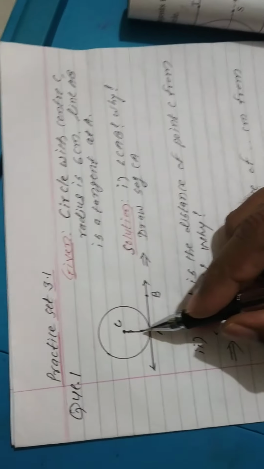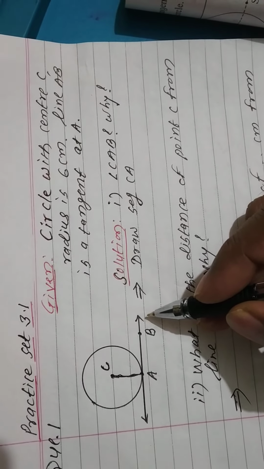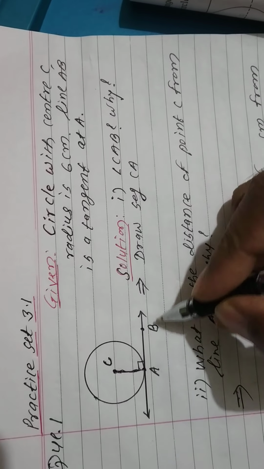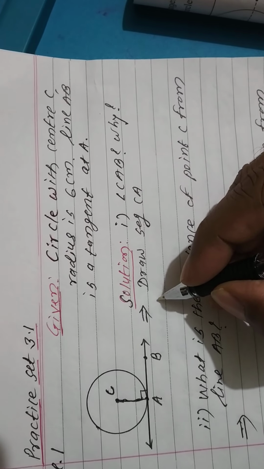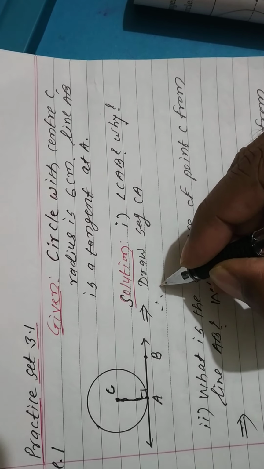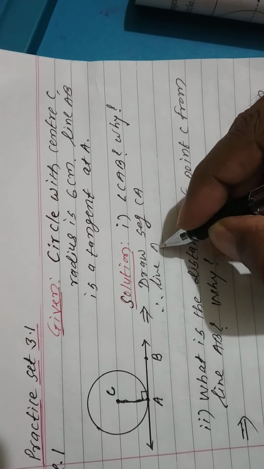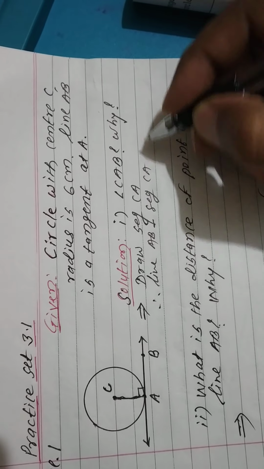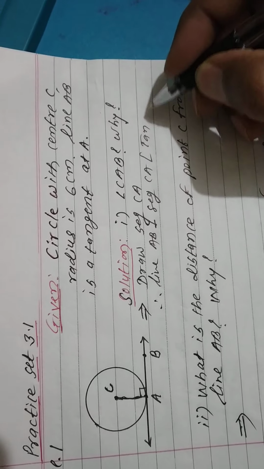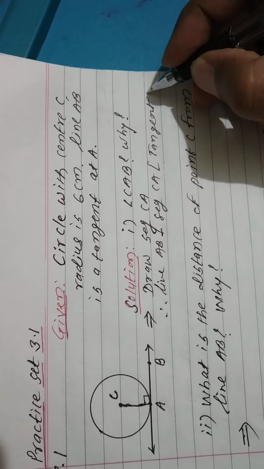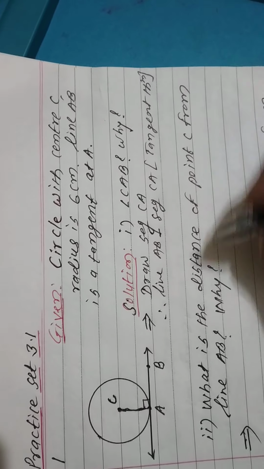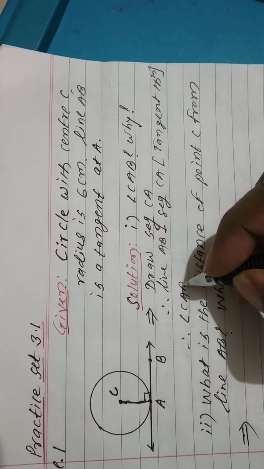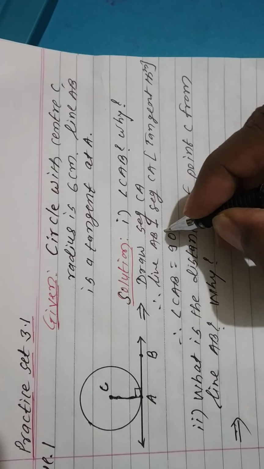You know the tangent is perpendicular to the radius, means CA is perpendicular to AB by tangent theorem. Therefore, I write here line AB is perpendicular to segment CA by tangent theorem. Therefore, this angle CAB is equal to 90 degree.